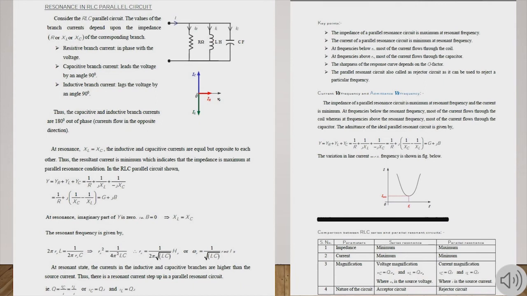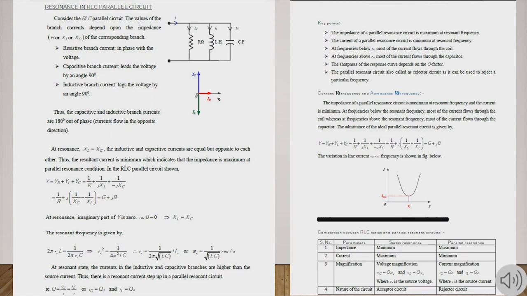Key points. The impedance of a parallel resonance circuit is maximum at resonant frequency. The current of a parallel resonance circuit is minimum at resonant frequency. At frequencies below fr, most of the current flows through the coil. At frequencies above fr, most of the current flows through the capacitor. The sharpness of the response curve depends on the Q factor. The parallel resonance circuit is also called a rejector circuit, as it can be used to reject a particular frequency.